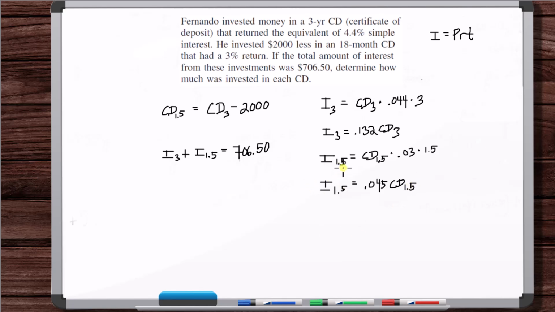Okay, so what we can do is we can substitute this I 1.5 here and this I3 here. And we'll get an equation that has CD 1.5 and CD3 in it. But then we also have this equation. We'll have two equations and two unknowns, and we can solve those two. Okay, so what is I3? 0.132 CD3. I 1.5 is plus 0.045.